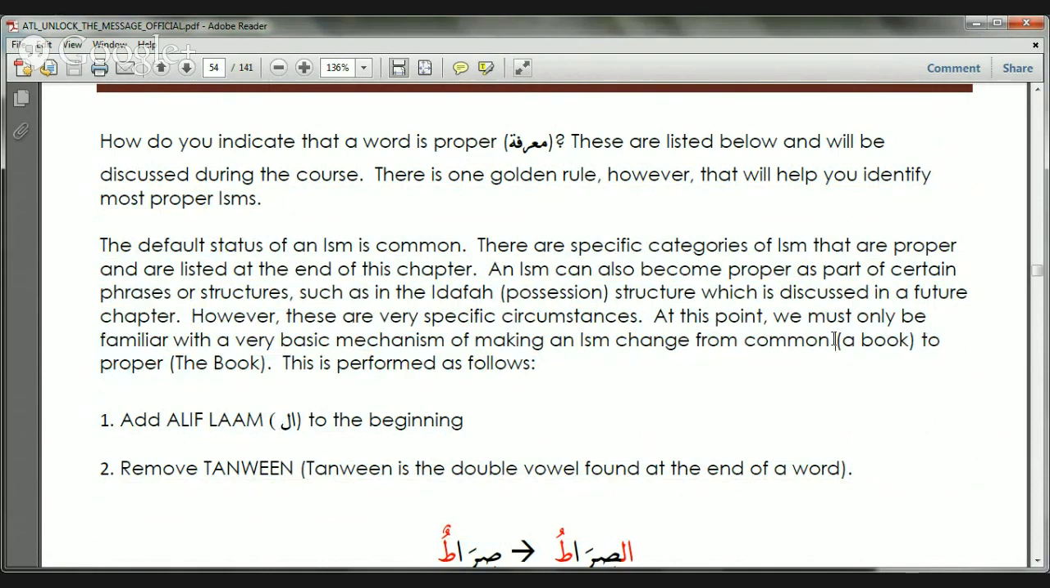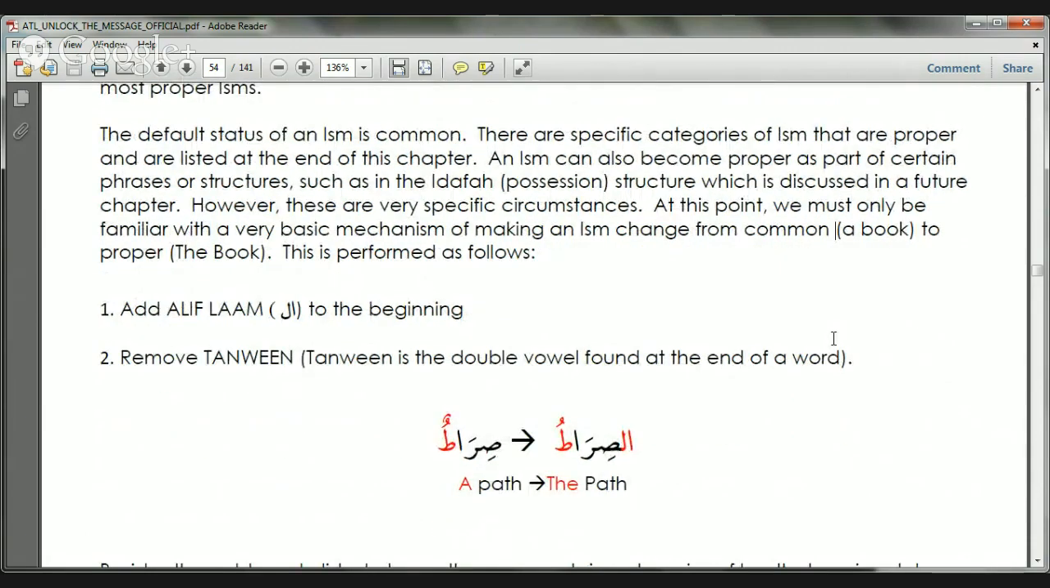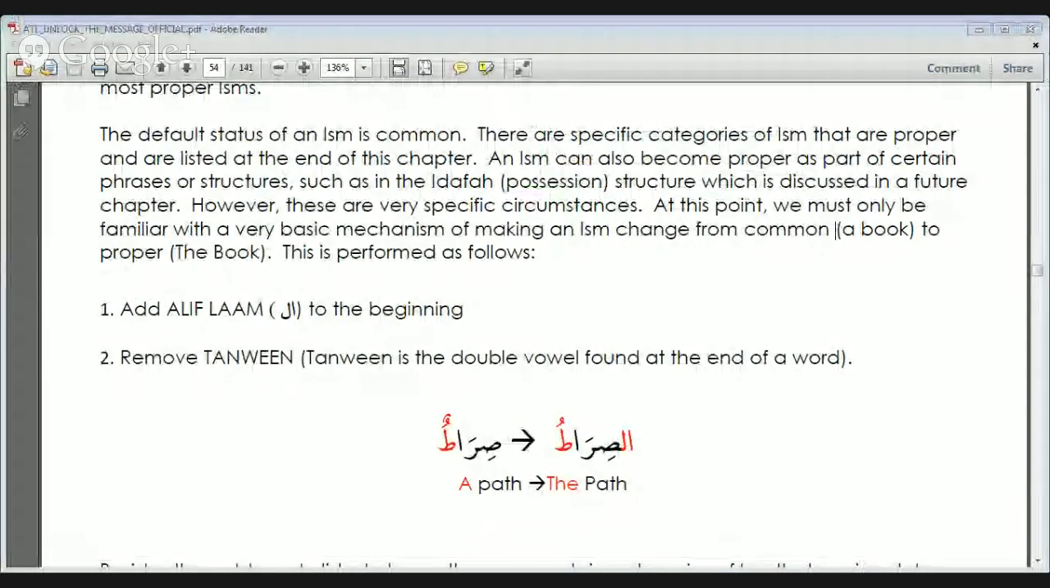And the idea is that an ism becomes proper. Why does it matter if it's common or proper? One of the reasons is so that we know exactly what we're talking about. Number two is that there are certain circumstances that make it common or proper. But we're going to show you how to make an ism common or proper. The first way is to add an alif lam at the beginning of something. Okay. Type. Actually, there's 7 ways to make a proper ism.